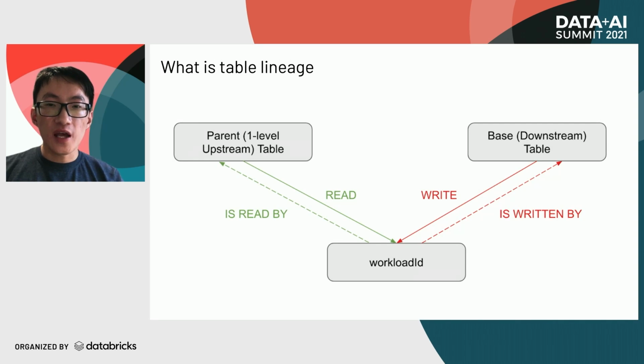So what is table lineage? You can describe the table lineage for our table via a simple graph structure, which shows that a parent-child table relationship can be established by looking at the common workload that ties this parent and child table together. In the graph, we have a workload distinguished by workload ID that reads from an upstream table and writes into a downstream table. This action performed by the workload puts the parent and child table in direct lineage of each other. Here, you can think of the workload as a Databricks job.